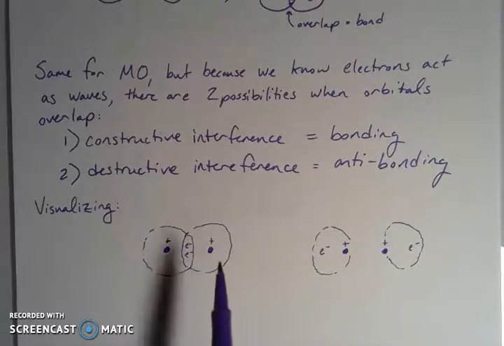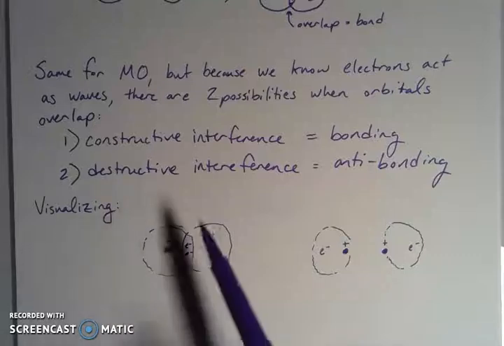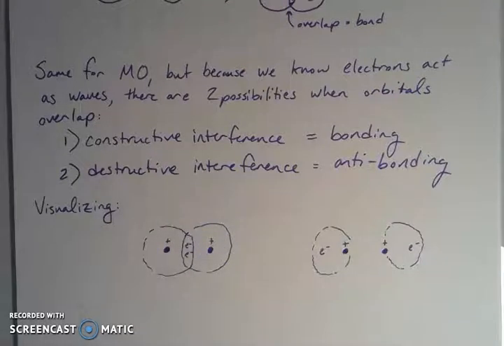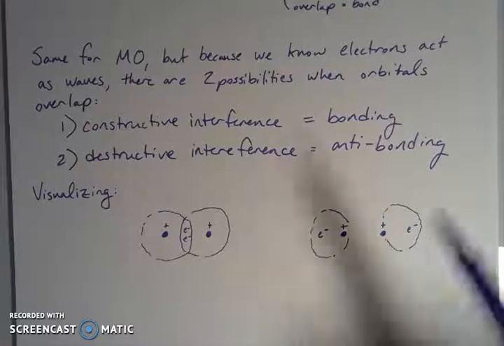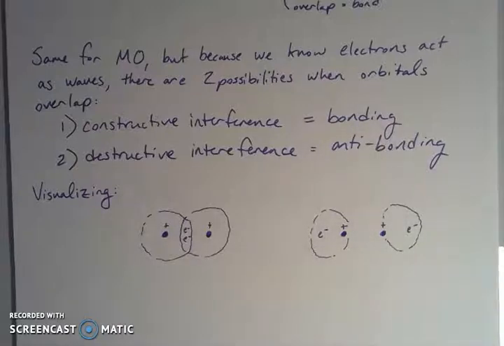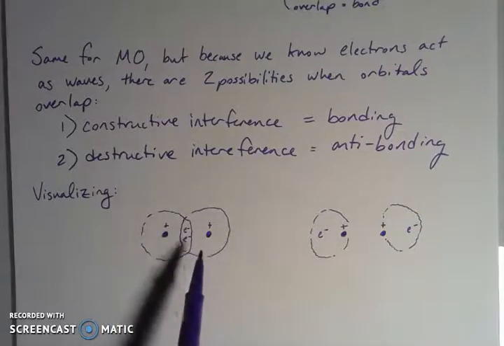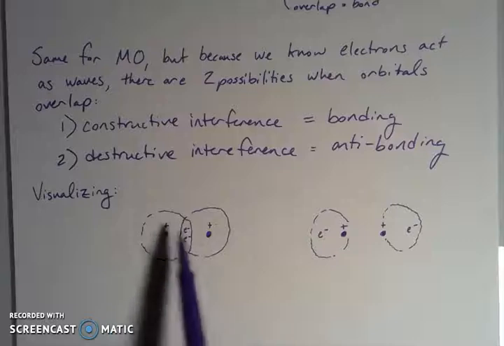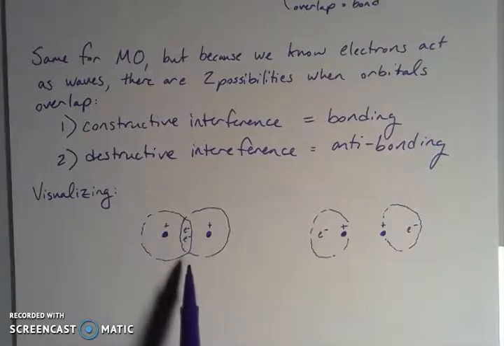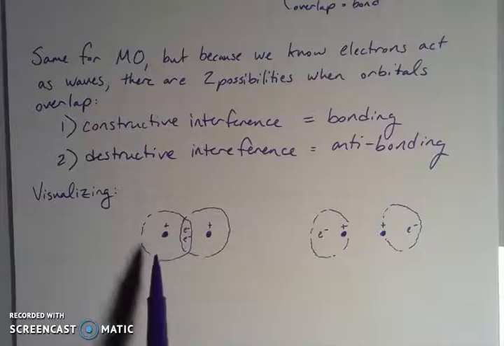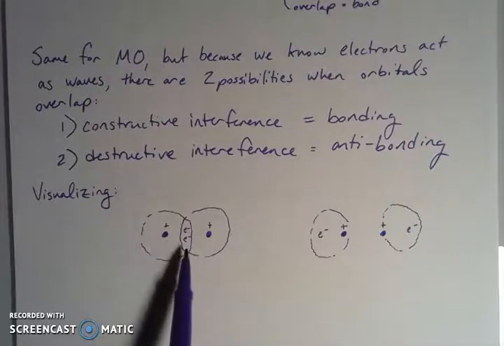Because electrons are waves, they can either interfere with each other constructively, or they can interfere with each other destructively. So I have an overlap between orbitals that either results in bonding with constructive interference, or what they call antibonding for destructive interference. If we're visualizing that, if the wave nature of the electrons interacts in such a way that they interfere constructively, then the best possible outcome for those electrons is to be situated in between these two positively charged nuclei.